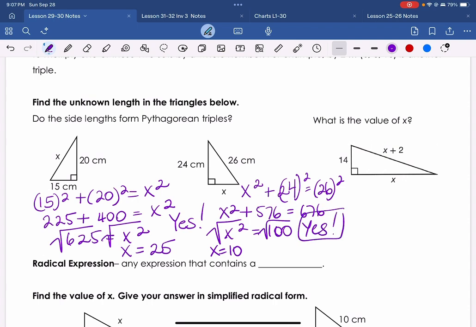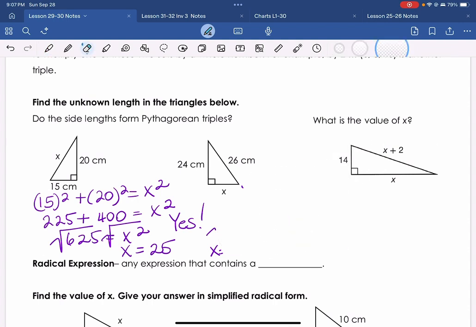All right, let me make some room over here. For this question, it says, what is the value of x? Well, we're given a leg, A, we're given another leg, B, and then we're given the hypotenuse, x plus 2. So we are going to write that as 14 squared plus x squared equals x plus 2 squared.